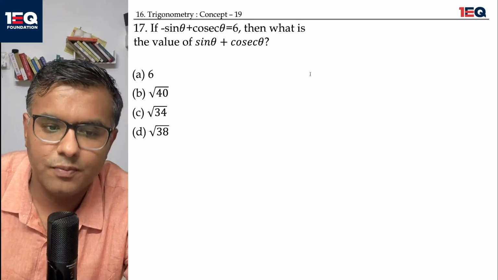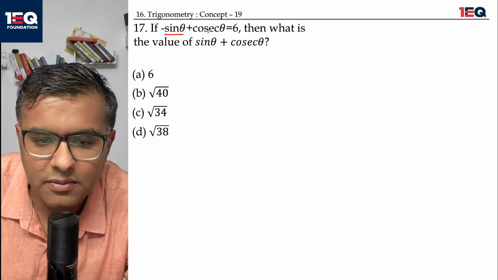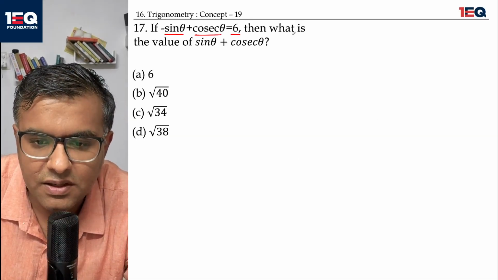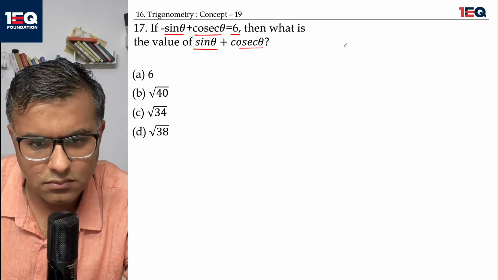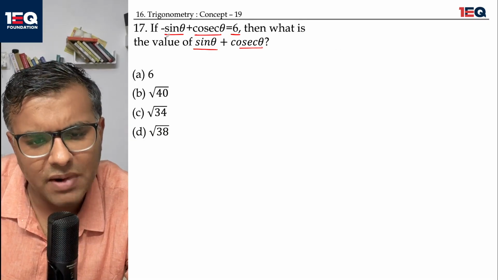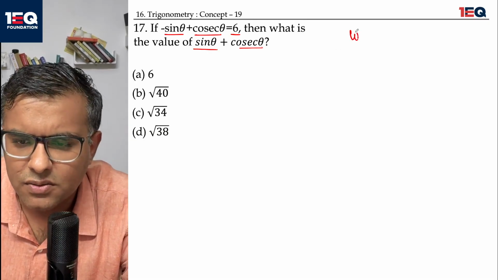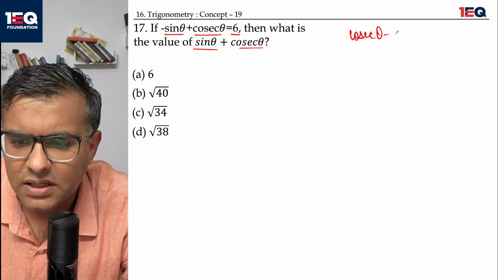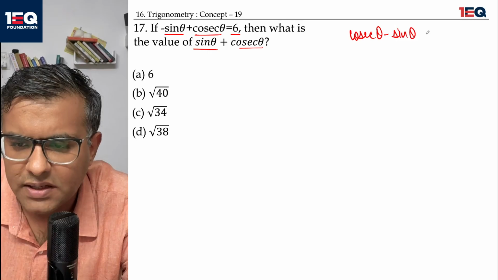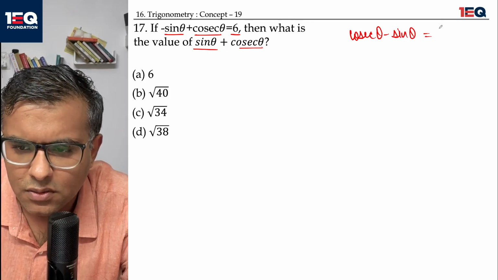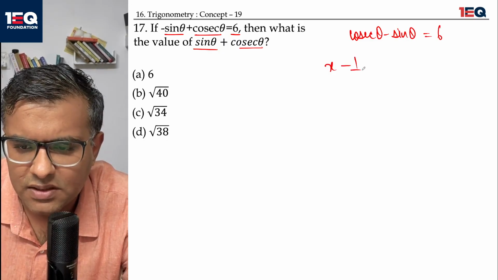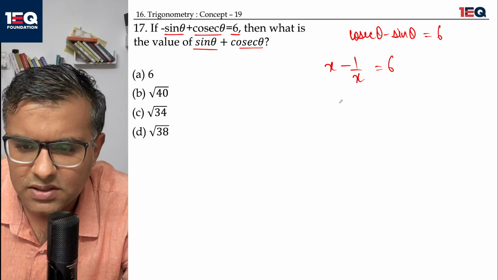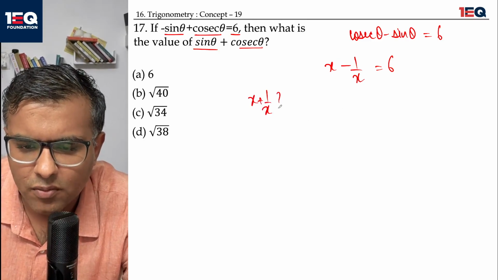Let's move on now. If sin theta minus cosec theta is equal to 6, then what is the value of sin theta plus cosec theta? No, it is minus sin theta plus cosec theta. So I can say that cosec theta minus sin theta is equal to 6. Again, we'll be employing the same thing. x minus 1 over x is equal to 6. x plus 1 over x needs to be found out.